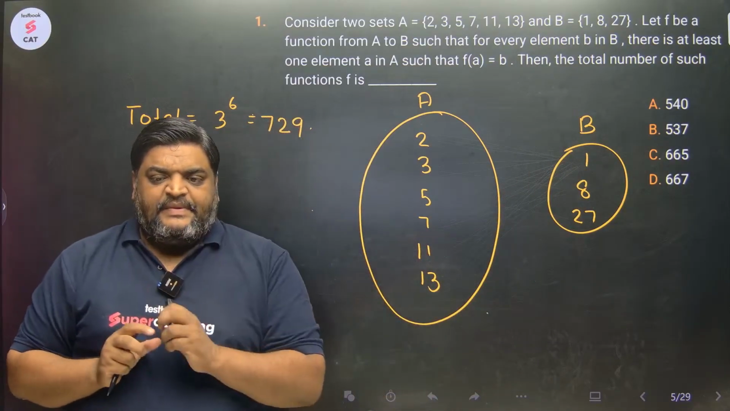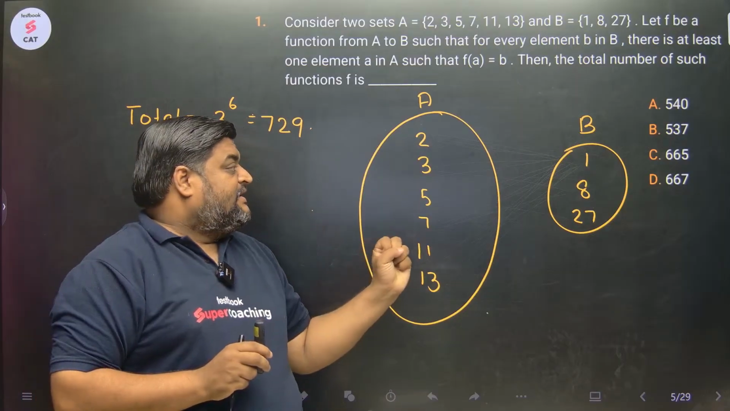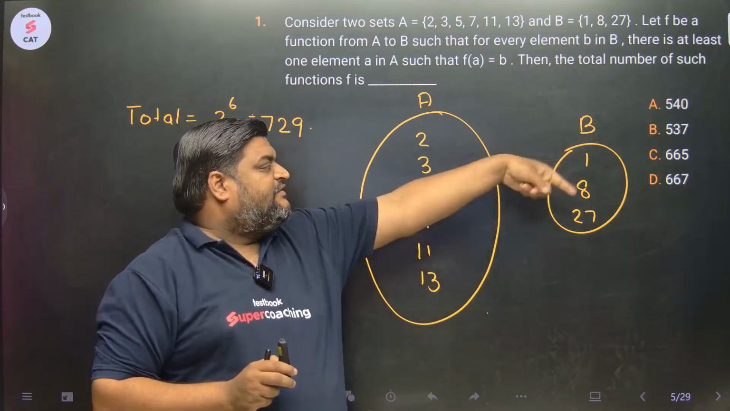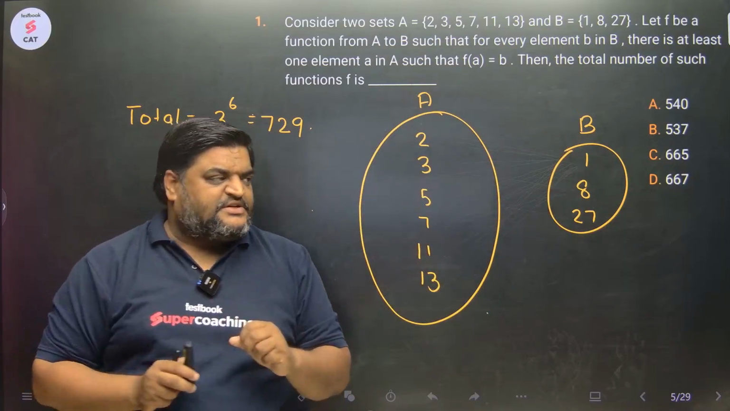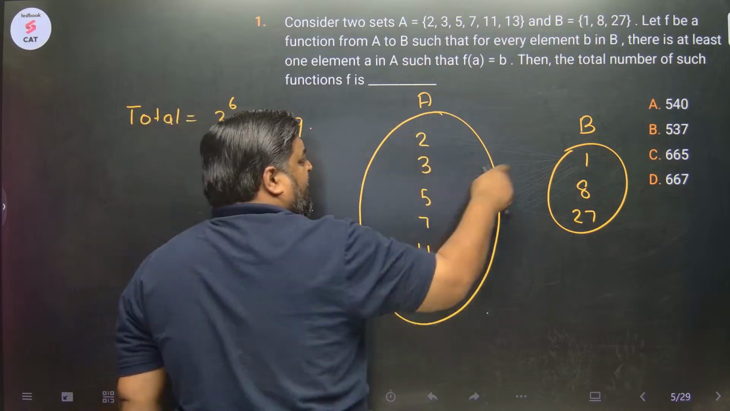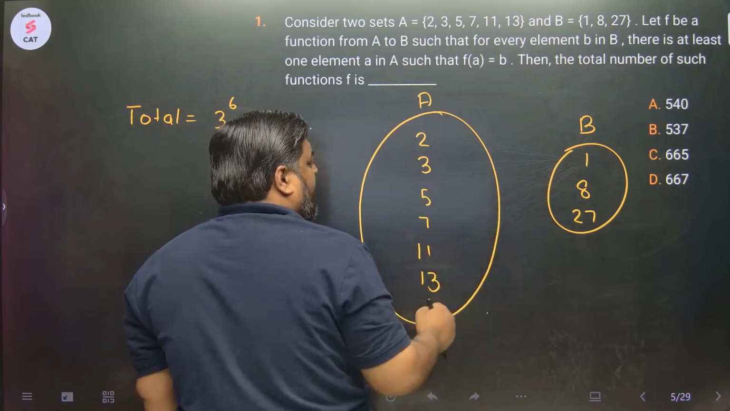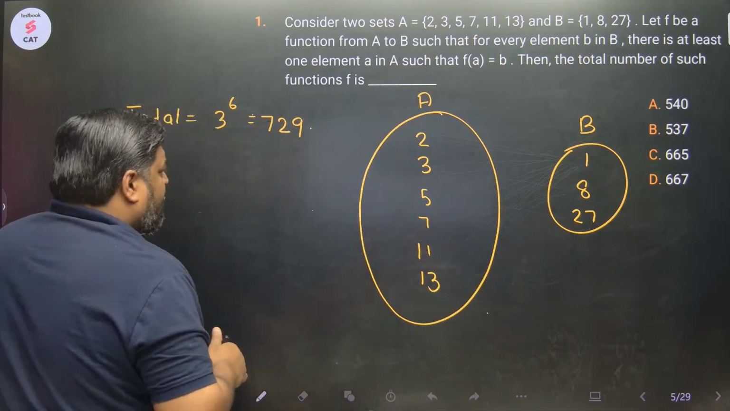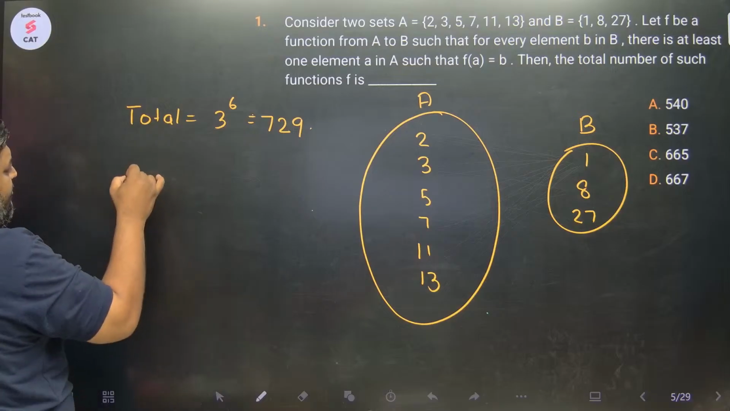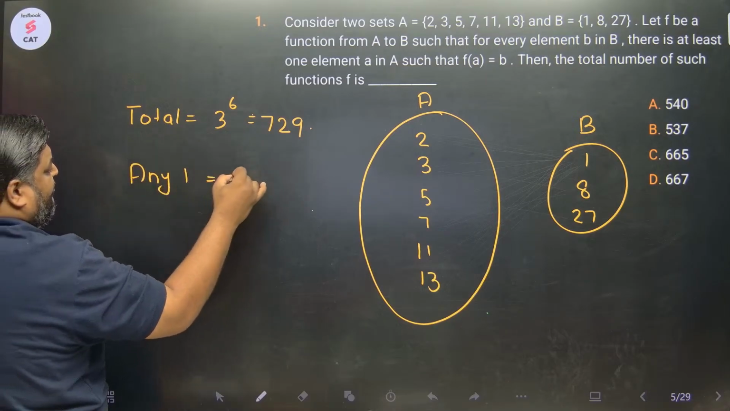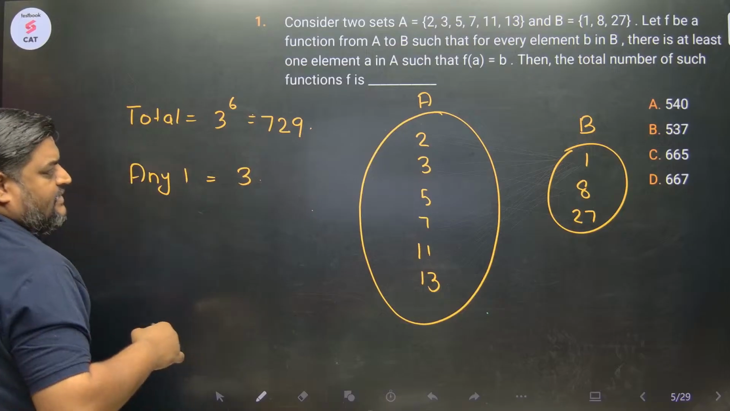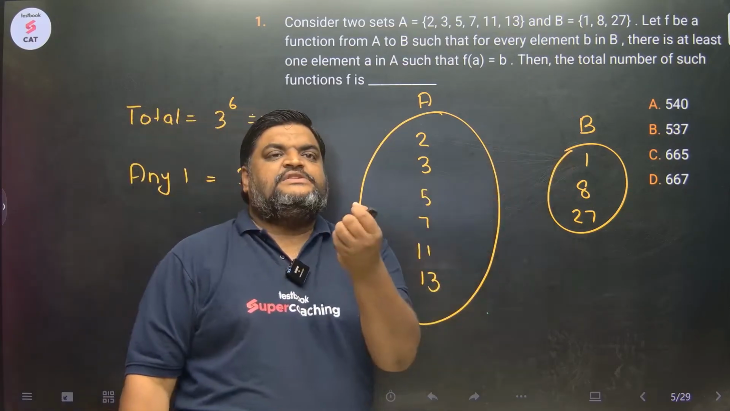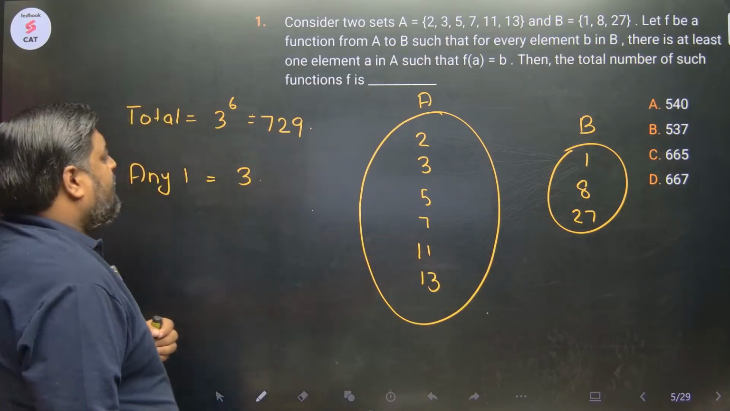Right? So first, in how many ways is only one of these mapped? I mean, all of these are mapped to only one of these 3. In how many ways is it possible? 3 ways. Either all of them map to 1, or all of them map to 8, or all of them map to 27. This is undesirable. Okay. So any one, we have 3 possibilities for that. All of these connected to any one of these is undesirable, right? So this will be minus 3.